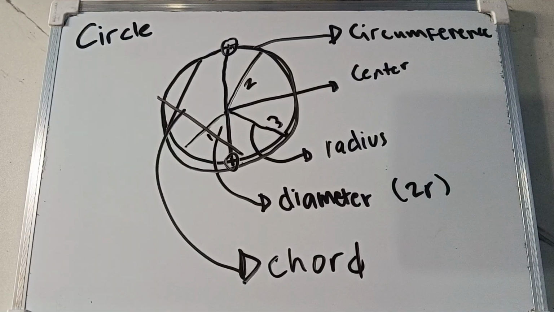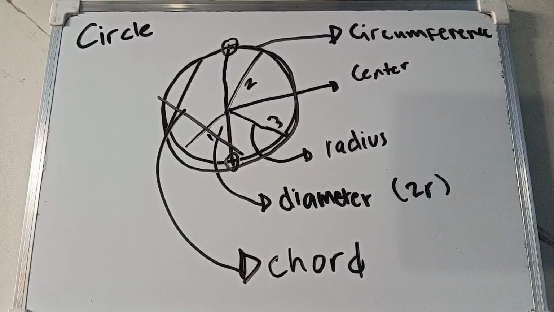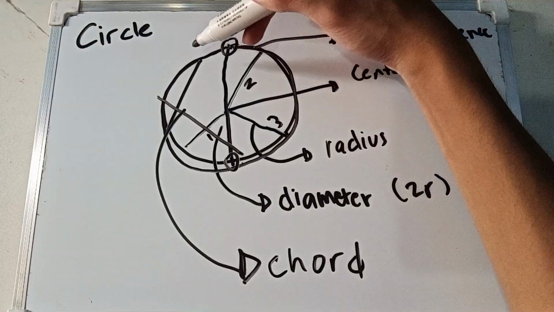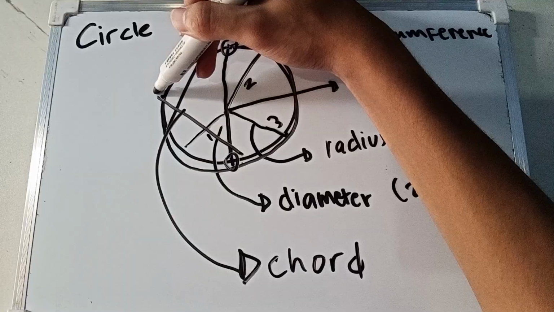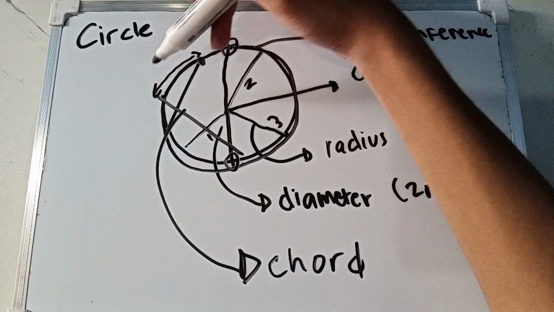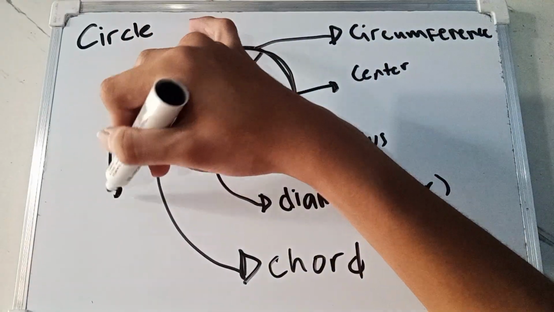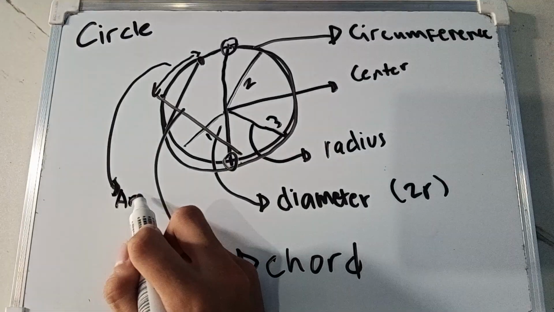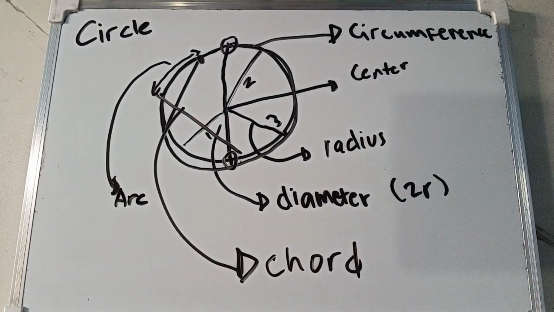Now the arc. An arc is a part of the circumference. Let's say from this point to this point, this is an arc since it is a part of the circumference.